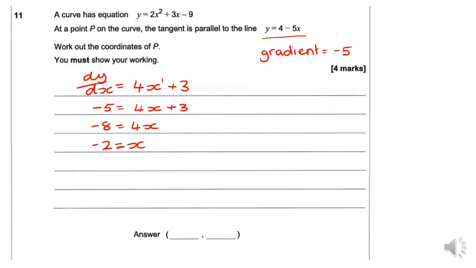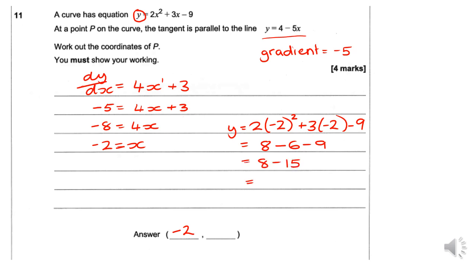But point P on the curve doesn't only have an x-coordinate. I know that the x-coordinate is -2, so I can put it in. Now I have to substitute back into this to get y. So y equals 2 lots of -2 all squared, add 3 lots of -2, take away 9. So that's going to be 2 times 4 is 8, take away 6, take away 9, that's 8, take away 15, so the y coordinate is -7.